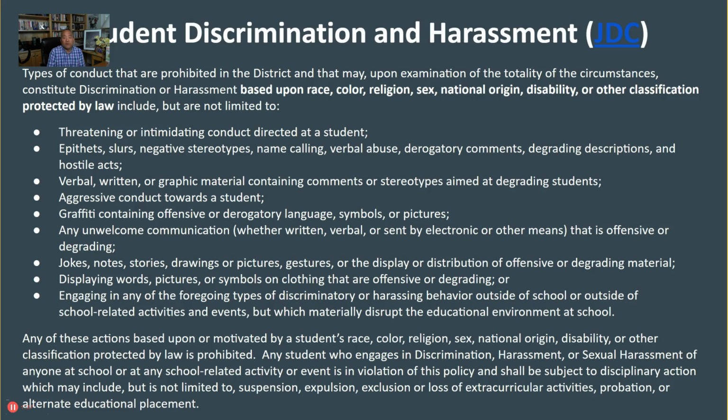or the display or distribution of offensive or degrading material, displaying words, pictures, or symbols on clothing that are offensive or degrading, engaging in any of the foregoing types of discriminatory or harassing behavior outside of school or outside of school-related activities and events, but which materially disrupt the educational environment at school.